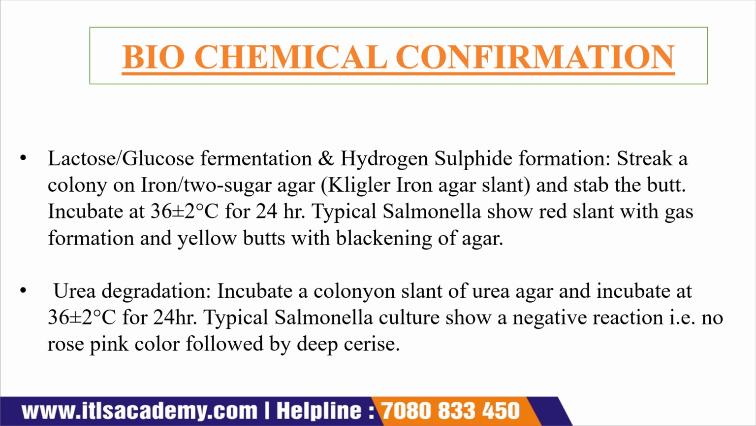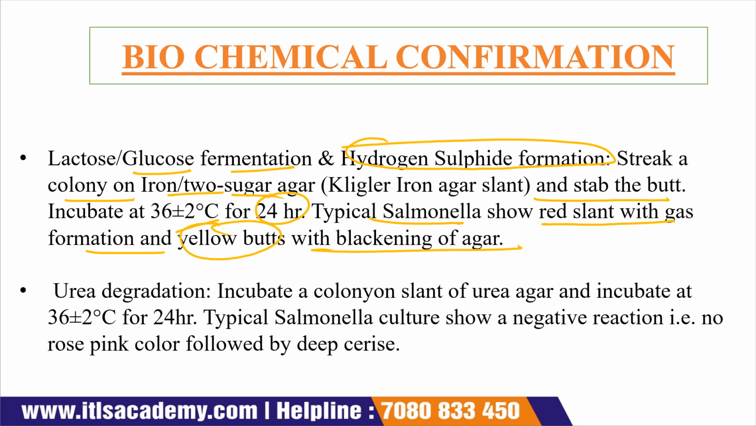Biochemical confirmation: the first is your lactose glucose fermentation and hydrogen sulfide formation. Now in that case you have to streak a colony on triple sugar iron agar and stab the butt in, and then incubate it for 24 hours at 36 degrees Celsius. If Salmonella colonies are there, then it will show a red slant with gas formation and a yellow butt with blackening of the agar.